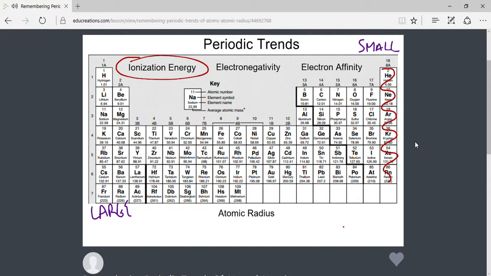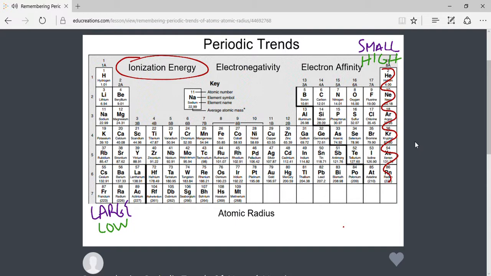The simple memory tool that I like to use for this trend uses the words low, again beginning with L, lower left side, and the opposite of low would be high. Therefore, opposite corner, we write the word or the term high. Again, we exclude the noble gases. Our reasoning for excluding the noble gases is that they already have what we may know as octet, or a completely filled outermost energy level.